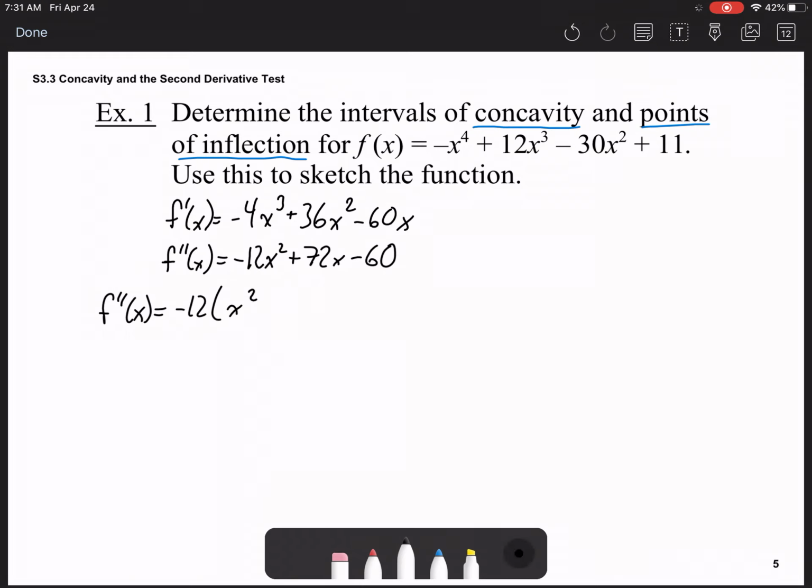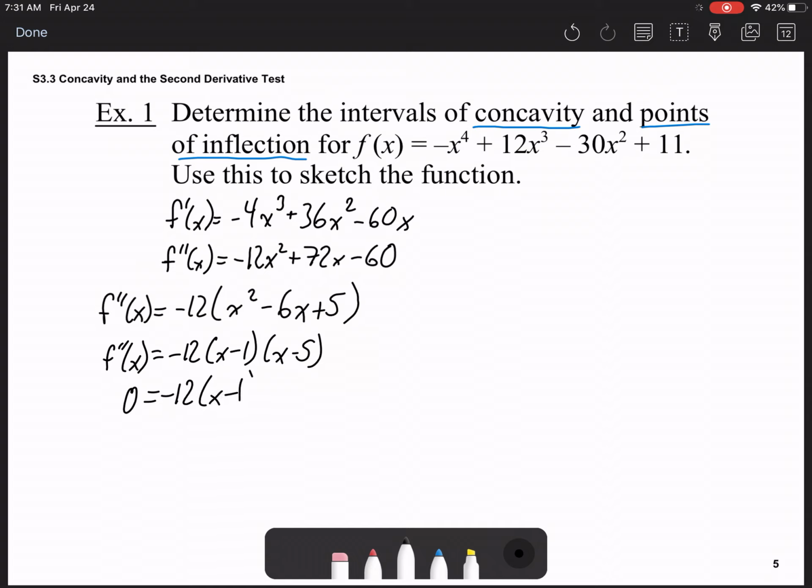So x squared minus 6x plus 5. If this was not fully factorable, we could use the quadratic formula, but thankfully it is. So there's my second derivative. Where is it equal to 0? At the values of 1 and 5. So these values of 1 and 5 are probably points of inflection.